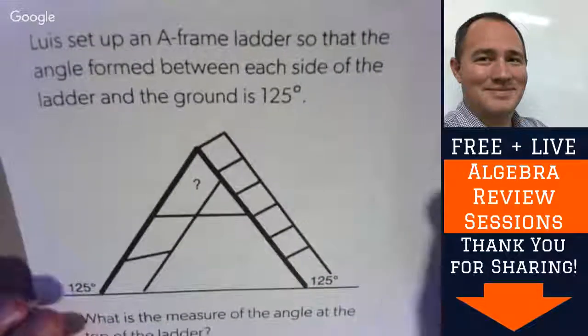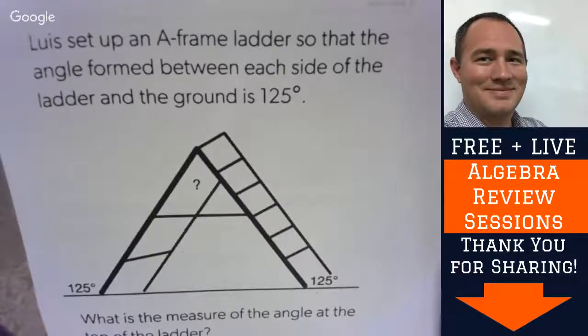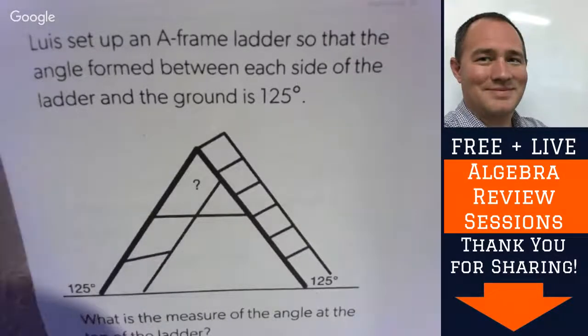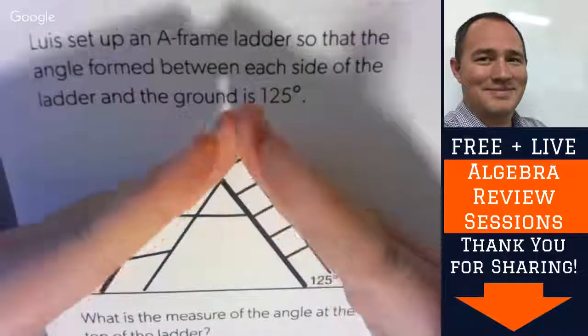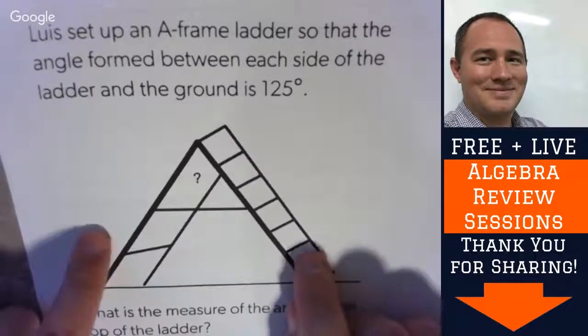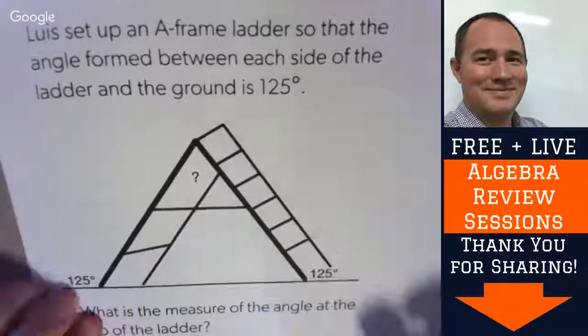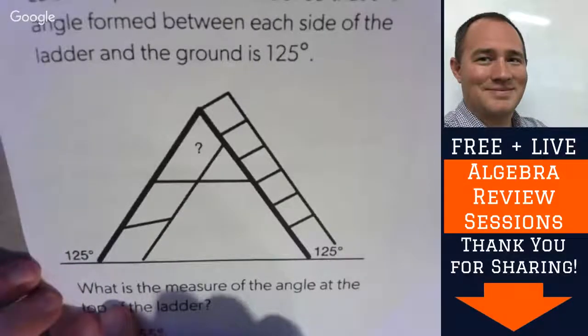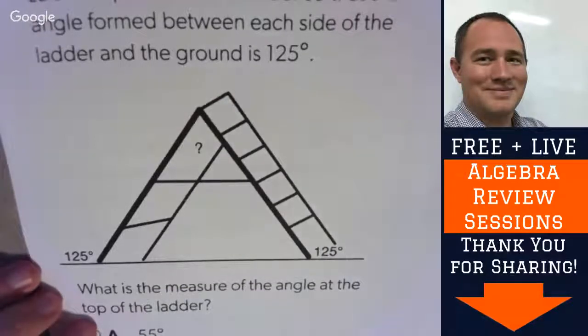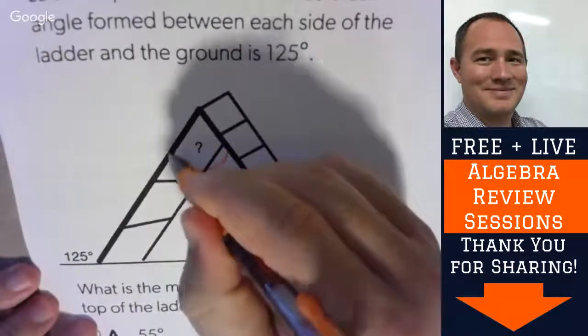And all right, so Lewis set up an A-frame ladder so that the angles formed between each side of the ladder and the ground is 125, right? So we have these ladders that are leaned against each other, and the angle on this outside is 125. And it wants us to figure out what is the measure of the angle at the top of the ladder. So this is what we're trying to figure out up here.